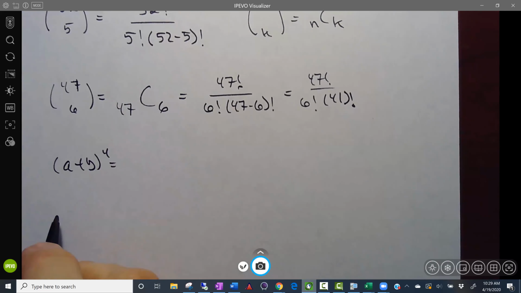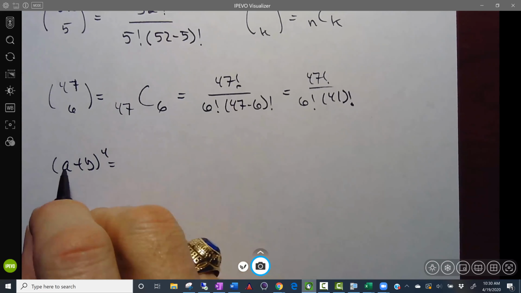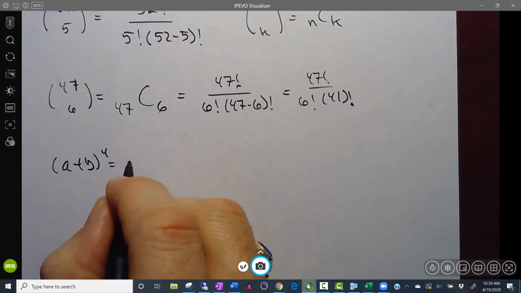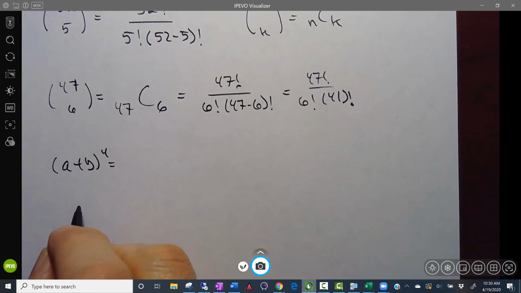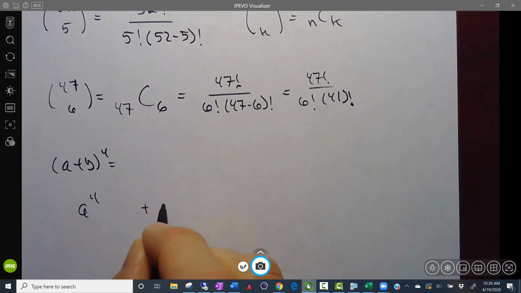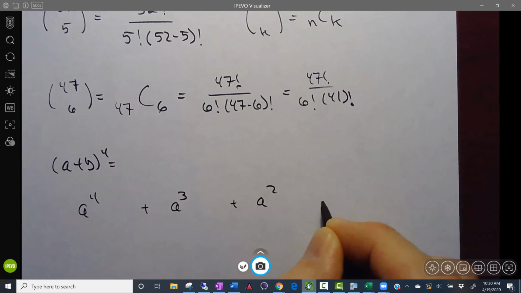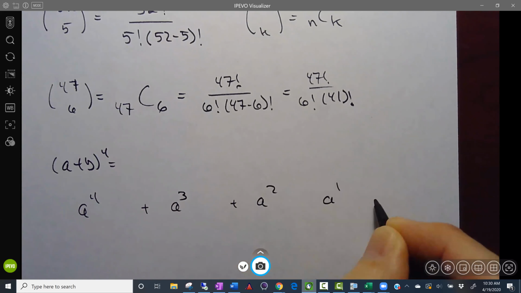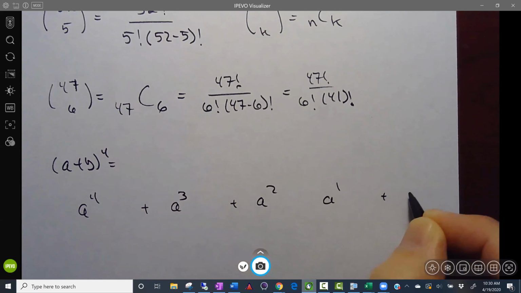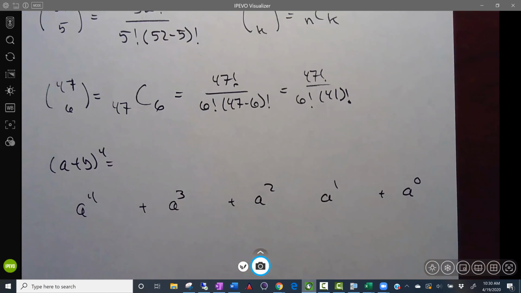So let's start out with the a. I've got these 2 terms, a and the b. So we'll start out with a to the 4th, and then I'll follow that up with an a to the 3rd, and an a to the 2nd, a to the 1st, and then a to the 0.